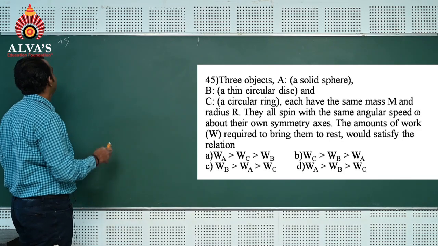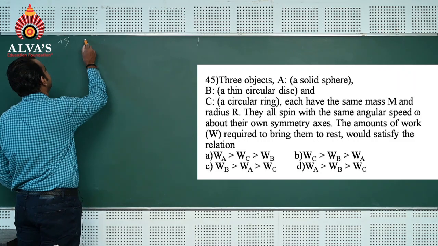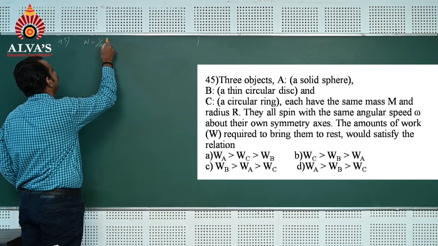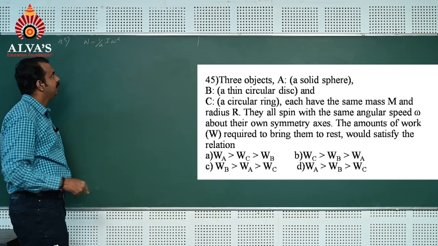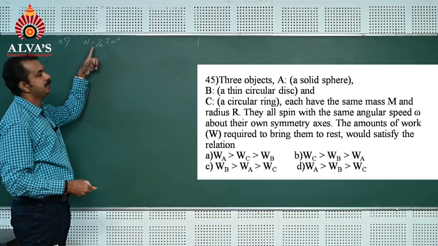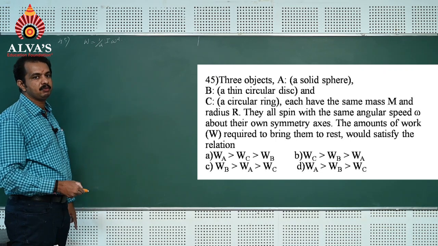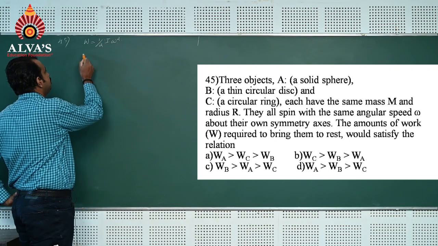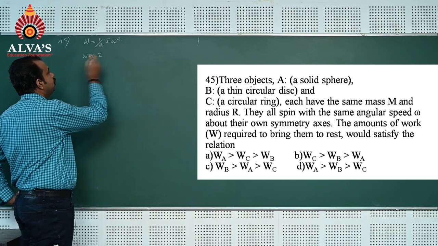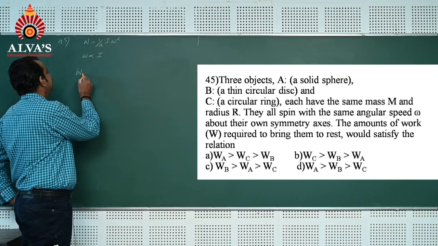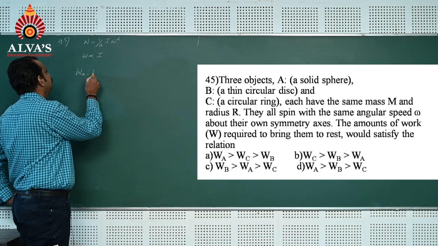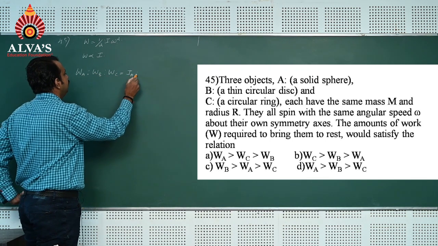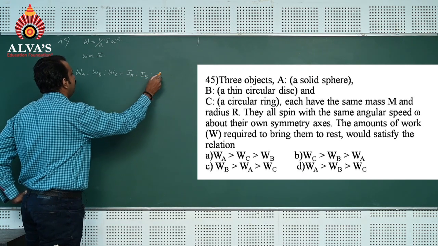You know, work done can be found by using the formula: according to the work energy theorem, work done is equal to half I omega square. Since all are rotating with the same omega value and half is constant, work done is directly proportional to I. So we can write work done for A is to work done for B is to work done for C is equal to IA is to IB is to IC.